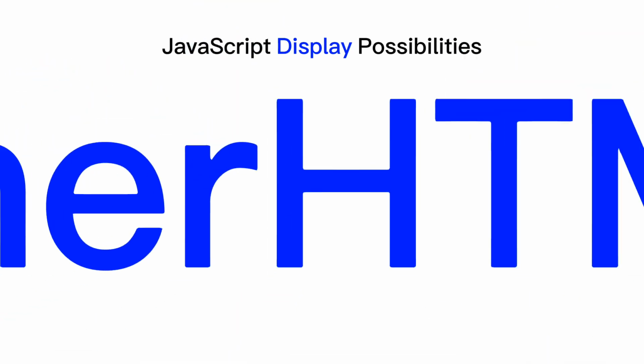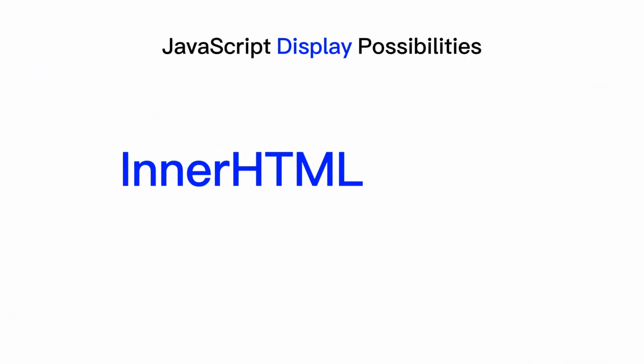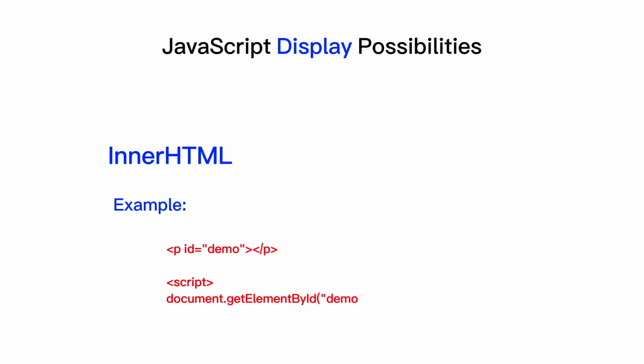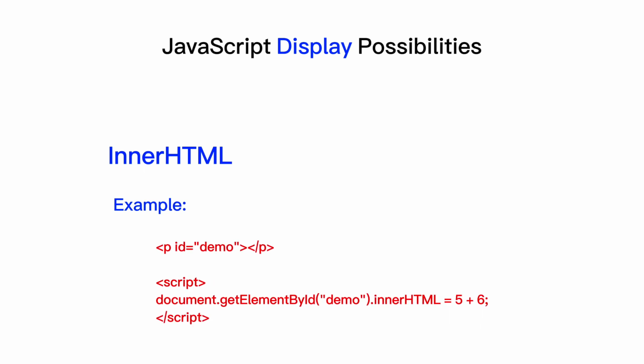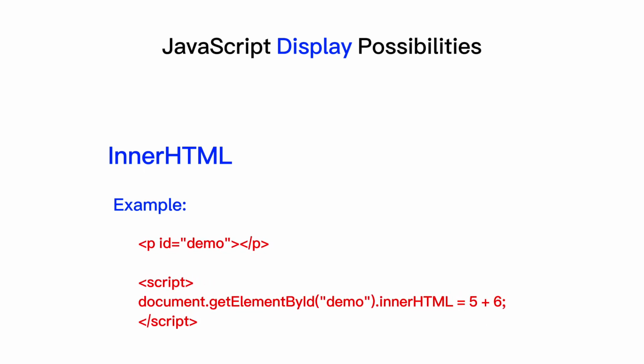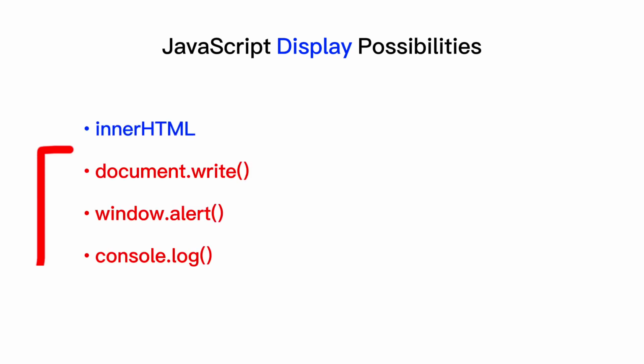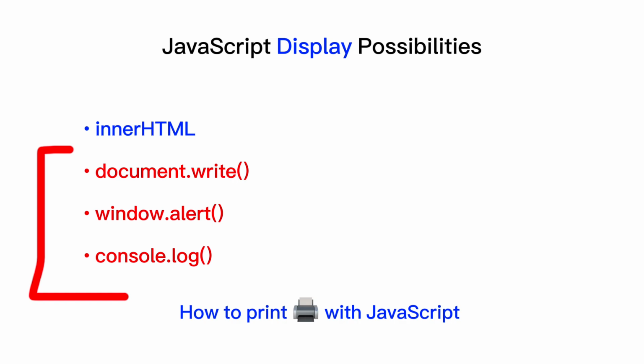In this lesson, you will learn different ways to display with JavaScript. In previous lessons we learned one way to display. It was InnerHTML, and here is the example to display with InnerHTML. In this lesson, I am going to teach you 3 different ways to display in JavaScript and how to print a page with JavaScript.